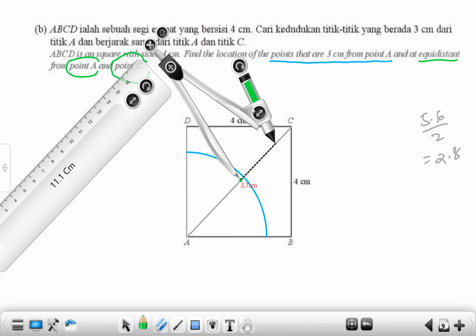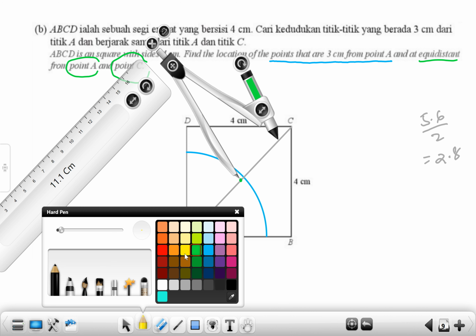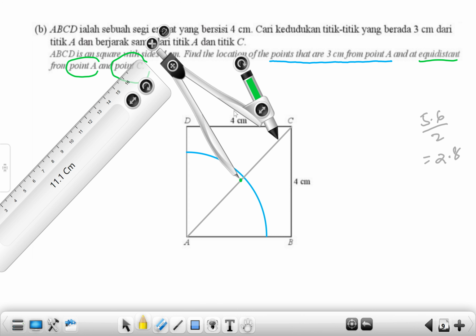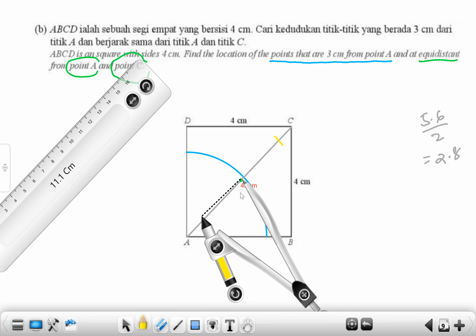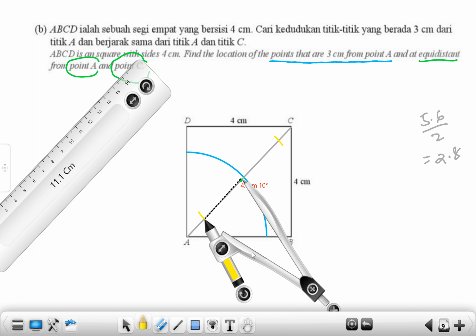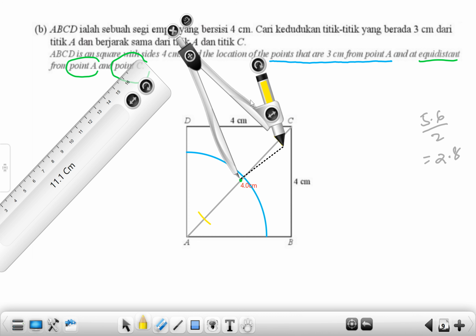So, mine is going to be 4. Okay, I'm going to double from yours. So what should I do here? I'm going to make 2 arcs on the right and on the left. One over here. And one over here. Got it? Okay, then what should I do next?